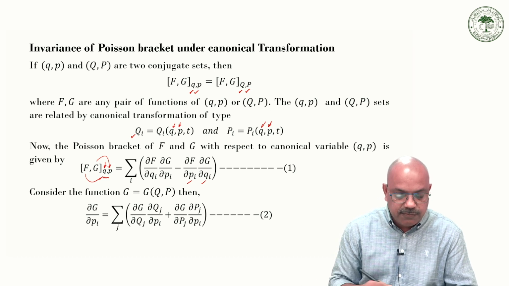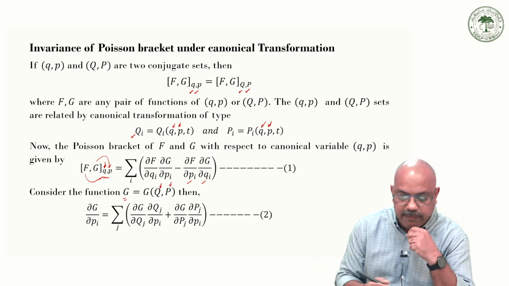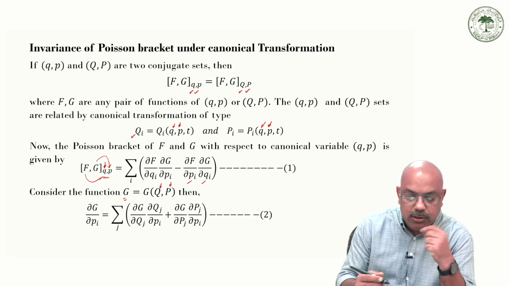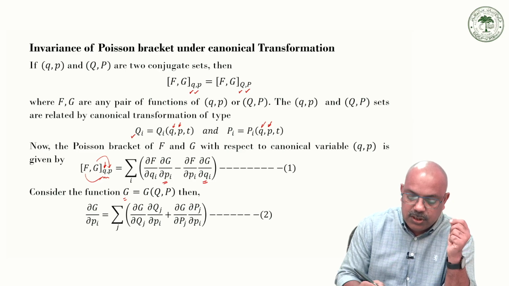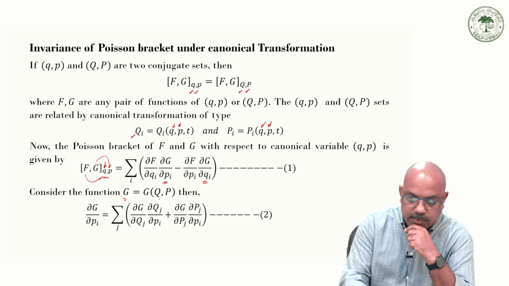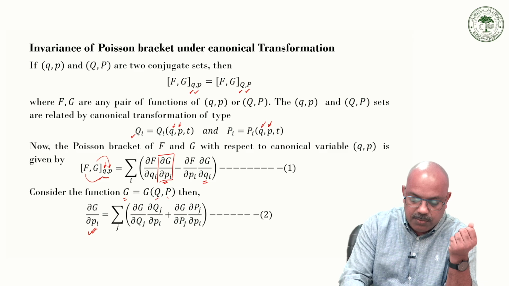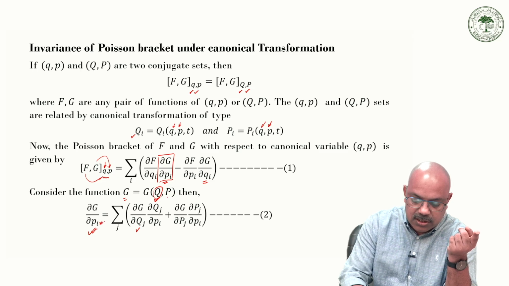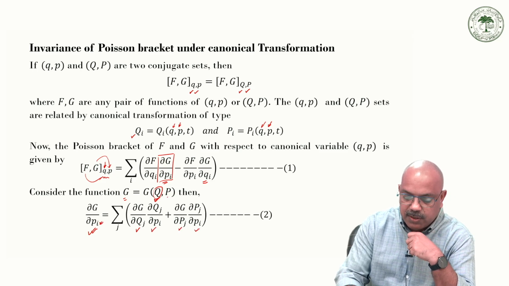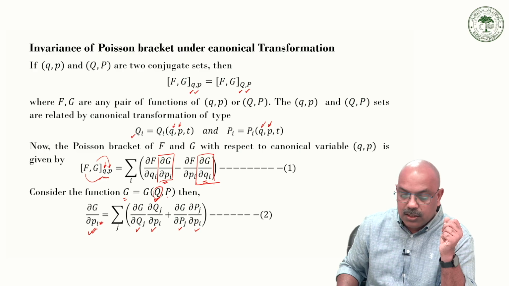And then we consider this function g, which depends upon my new canonically transformed variables, that is capital Q and P. What I'm going to do is find g with respect to p_i, and then g with respect to q_i. Since g depends upon Q and P, to find g with respect to p_i, I take g with respect to capital Q, and then capital Q with respect to p_i, plus g with respect to capital P, and capital P with respect to p_i.